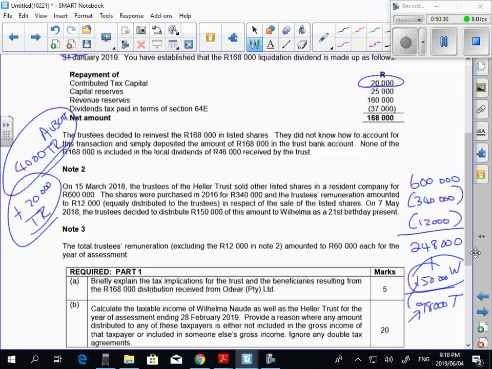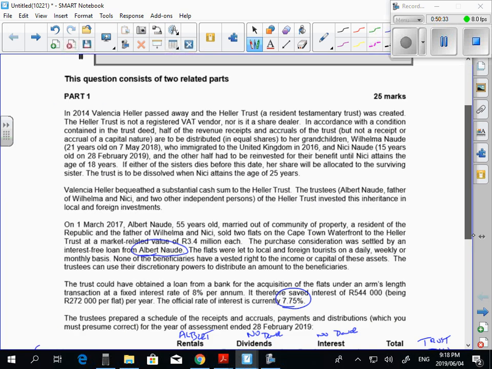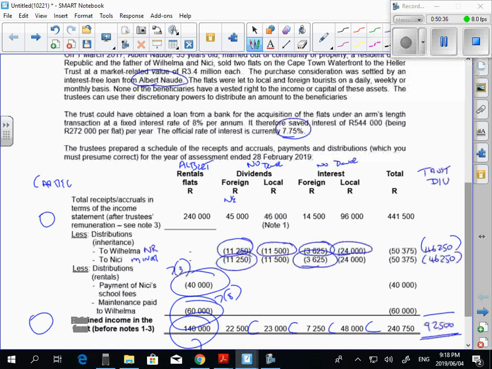Is this all right? The other thing that they can do to make life more difficult, guys, is sometimes they put the net foreign dividends in here. If they give you a net foreign dividend, what are you supposed to do? Gross it up. Is that all right?